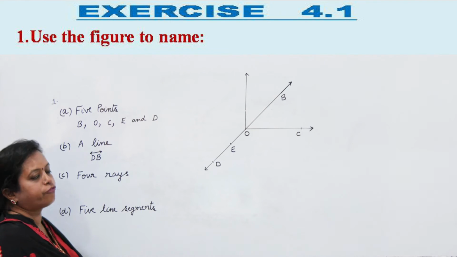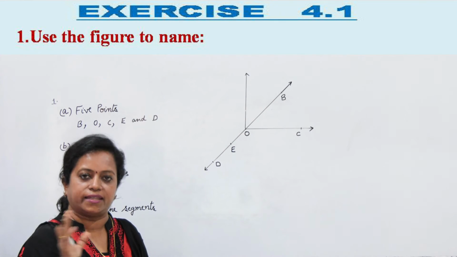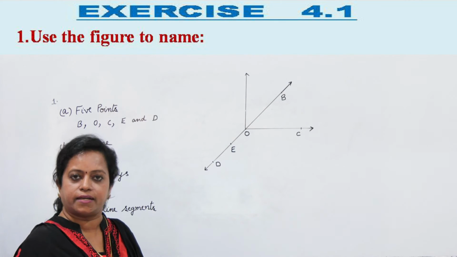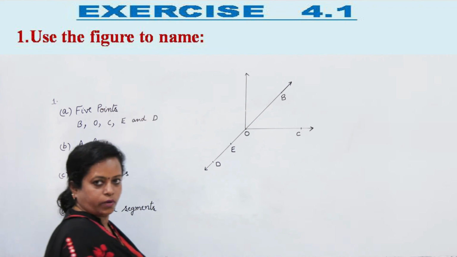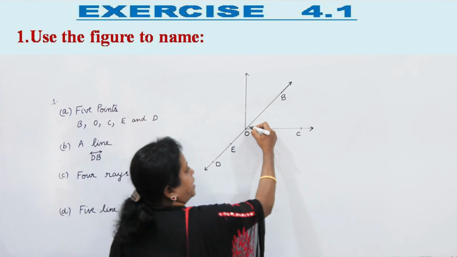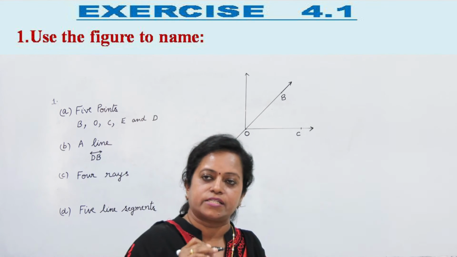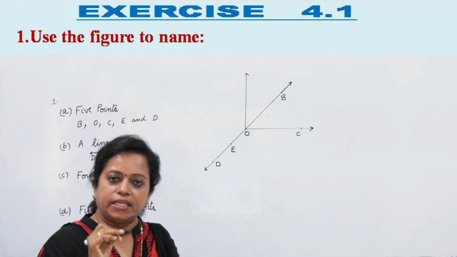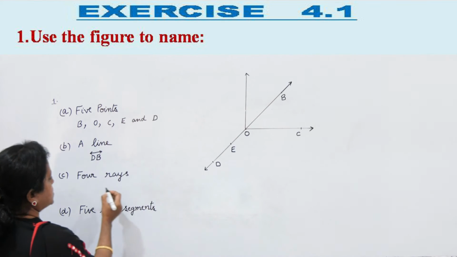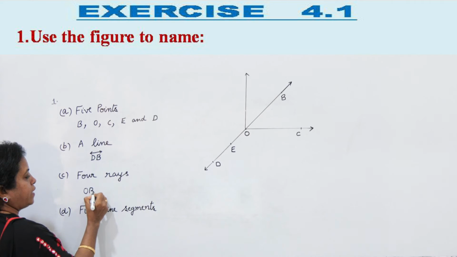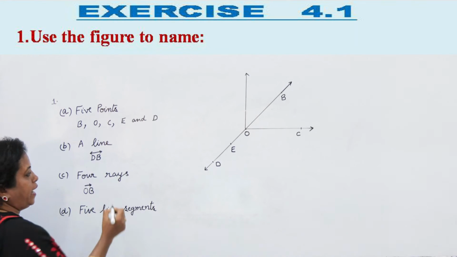Now the third one, 4 rays. Remember what we learned about rays? A ray has one fixed point and the other end can be extended indefinitely. So if I take this as the fixed point, one of the rays can be OB. Remember, a ray is written with the first letter being the fixed point or the initial point from where the ray starts. So one of the rays can be OB, and remember how a ray is represented? By using a single-headed arrow.